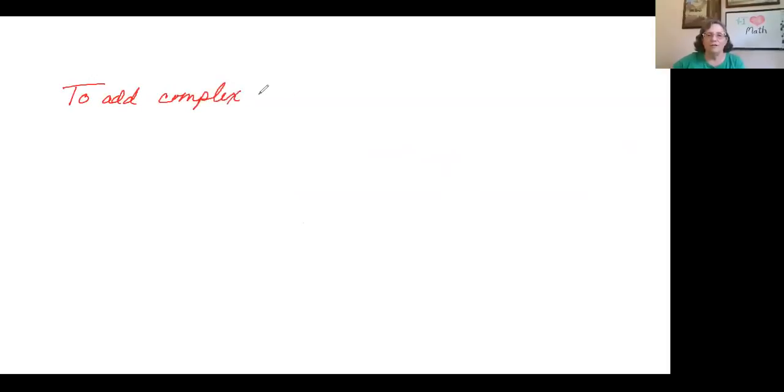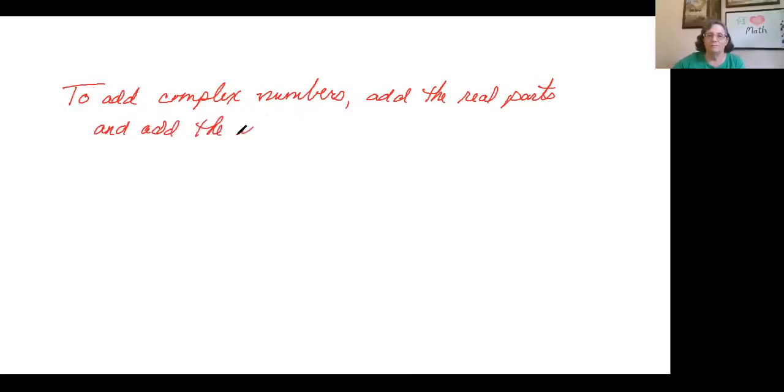To add complex numbers, you want to add the real parts and add the imaginary parts. In other words, just add the like terms.